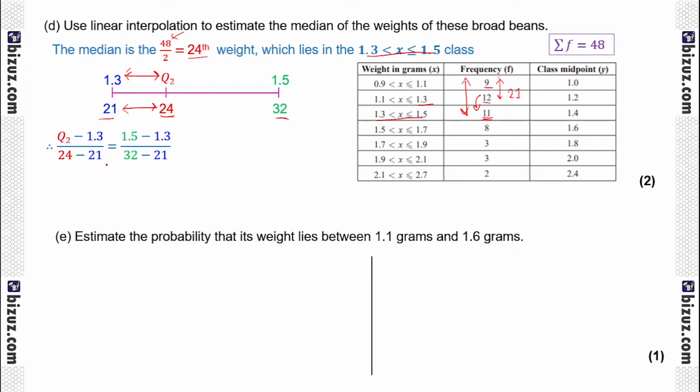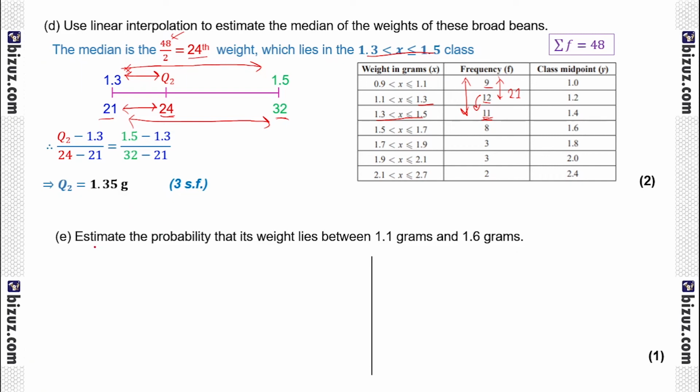So this difference, Q2 minus 1.3, divided by this distance, 24 minus 21, is going to be the same as any other plausible ratio. The one that I like to do is the whole thing here, because you don't introduce any more unknowns. So the whole here divided by the whole here is going to be equal to that. So 1.5 minus 1.3 divided by 32 minus 21. I have an equation involving only Q2, and we can find Q2 from here. It's going to be 1.35 grams correct to 3 significant figures.